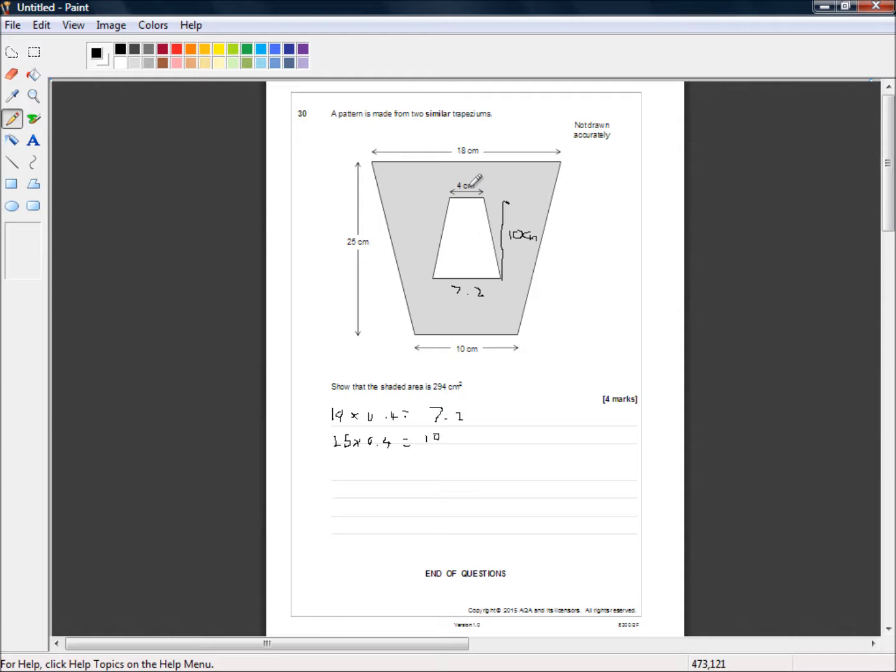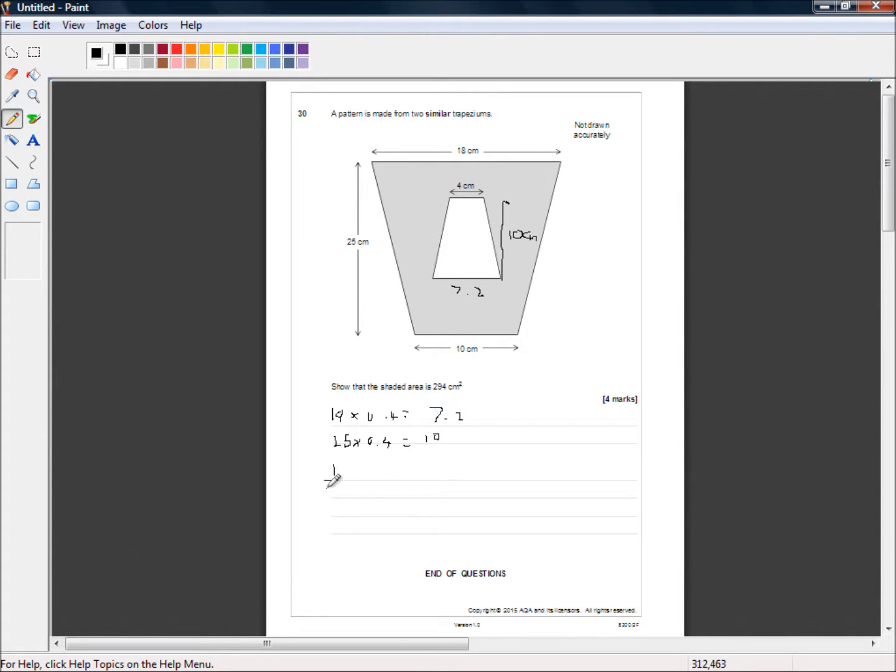Okay, so the area of the big trapezium, to calculate the area of a trapezium, what we do, we get the mean average of the small length and the large length, and then we multiply that by the height. So that's a half of 18 plus 10, and then that total is multiplied by 25.